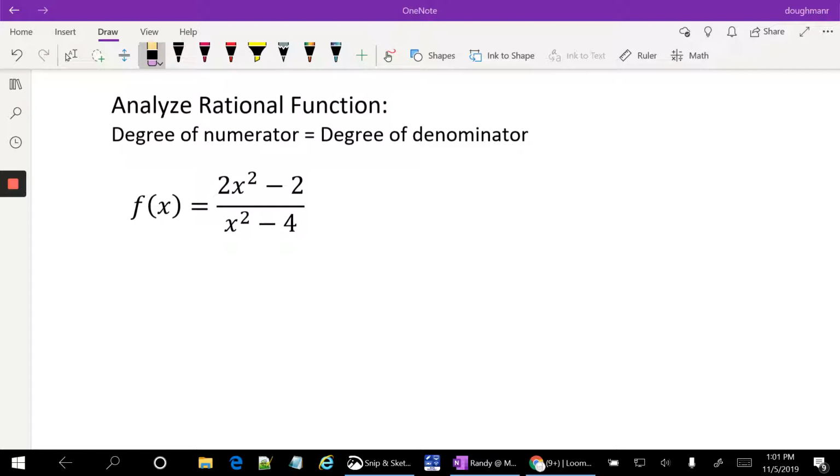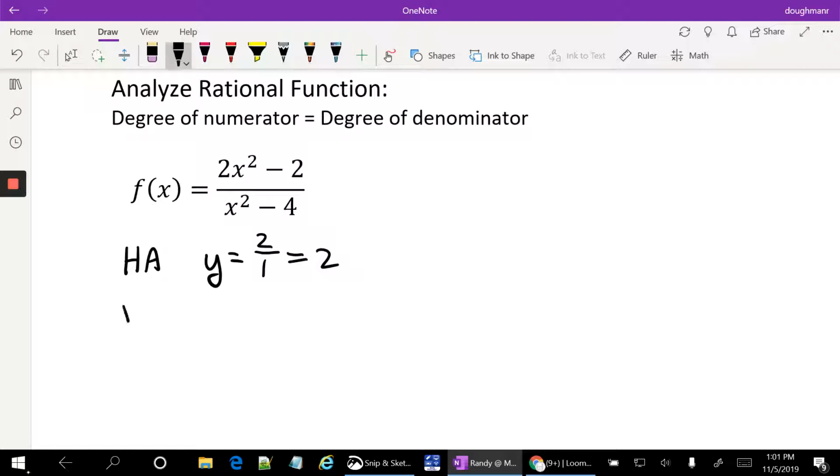So we know that when that happens, the horizontal asymptote is y equals the leading coefficient of the numerator divided by the leading coefficient of the denominator, which is 2. So that's one piece of information.